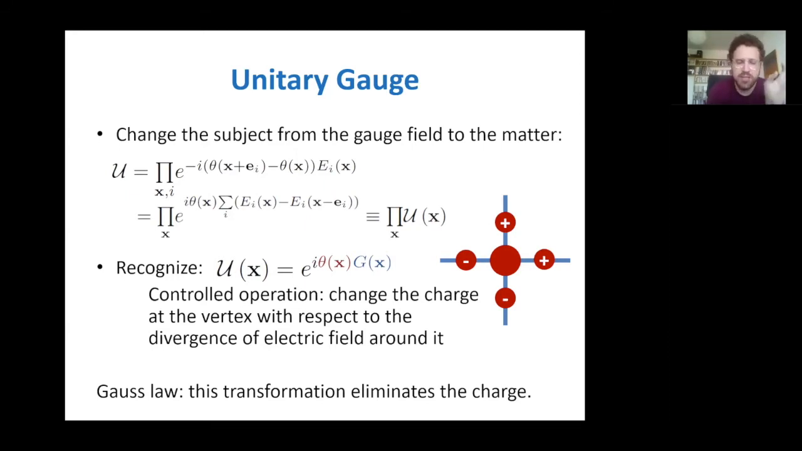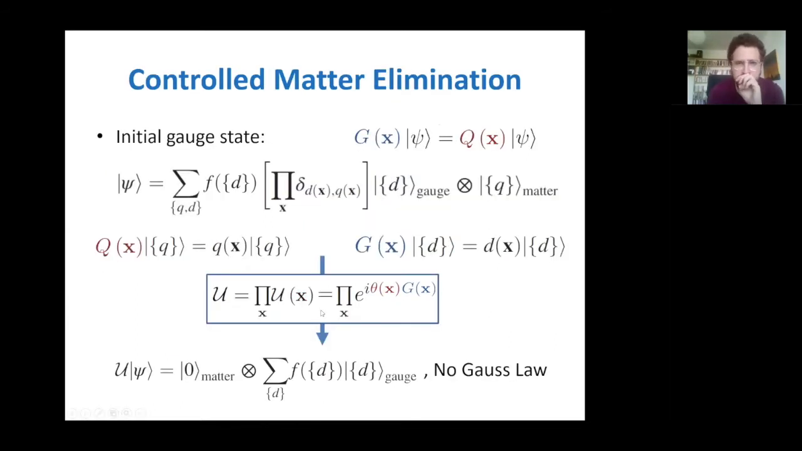If we look at it in this Hilbert space, in this Hamiltonian picture, it simply eliminates the matter field, reduces the charge at each point to 0. So this is a controlled elimination of the matter, as we said. We begin with an initial state that satisfies the Gauss law, that is gauge invariant, G equals Q, acting on physical states. I can expand any such state in some basis with product states of some gauge field configuration and some matter configuration, and the amplitudes will have this constraint that Gauss law must be satisfied.